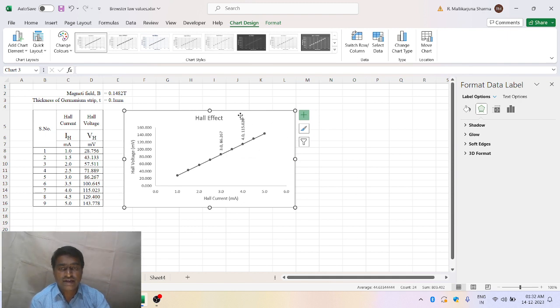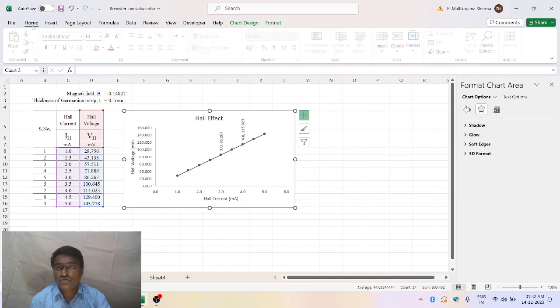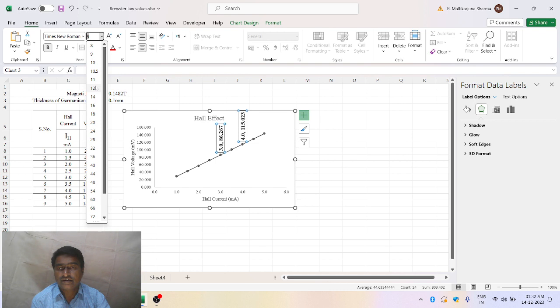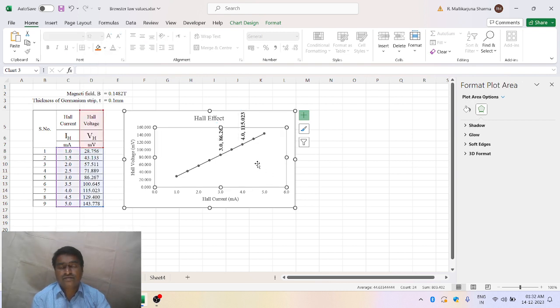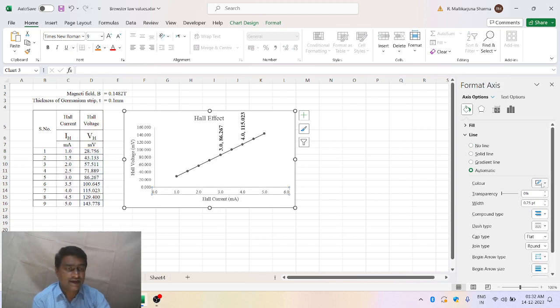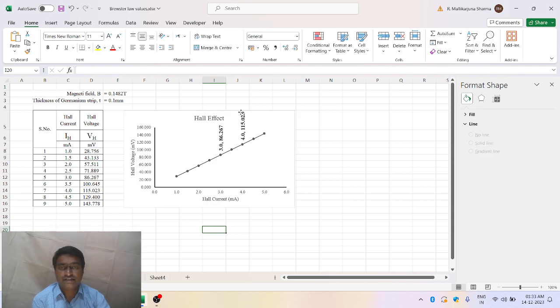I prefer to change the font of this entire curve to Times New Roman, with bold letters. Now we can easily get the slope. For the axis, we change the color to black and increase the weight to 1.5 points, and for this line also we change the color to black and increase the line strength to 1.5.